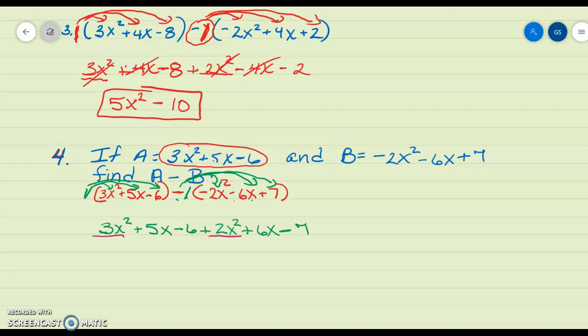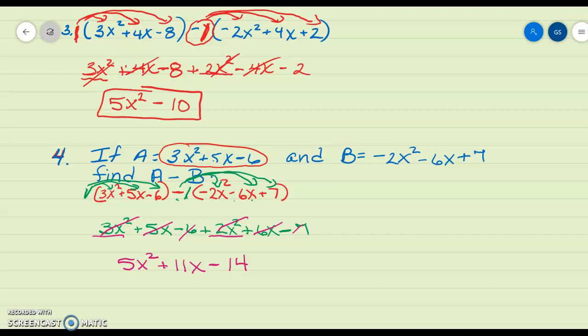Okay. We have to combine like terms, going from largest exponent to no exponent. So 3x squared plus 2x squared is 5x squared. 5x plus 6x is 11x. Negative 6 minus 7 is negative 14. Okay, so it ends up being the same type of problem as number 3, 2, and 1. It's just a little extra step. You're just plugging in the polynomial for the letter A and the polynomial that represents B for the letter B.